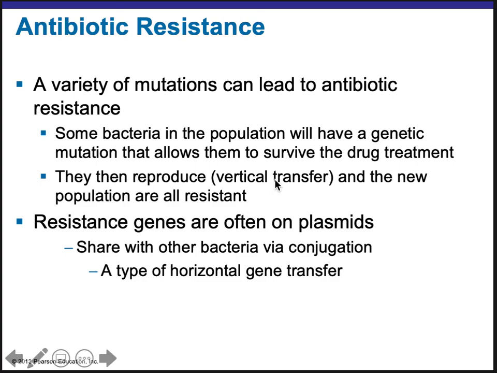Whereas when you're talking about a parent cell dividing, that's a vertical transfer. Okay, so resistance always starts out from just a natural resistance, but then it can be spread through conjugation.